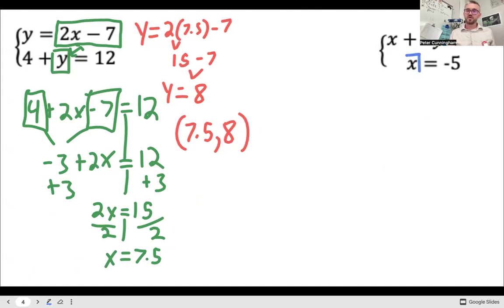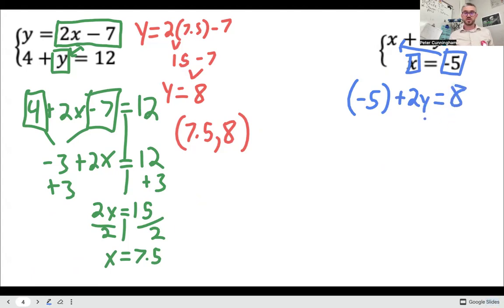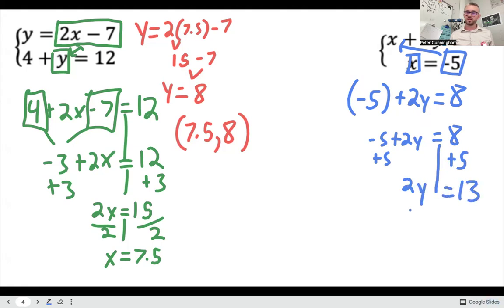All right. Now, we've already got an x, so we're going to put -5 in where it says x. So -5 plus 2y equals 8. This one's a little easier because I'm not going to have to find two values. One value is already found for me. So I have -5 plus 2y. I guess I didn't have to write that again. I could have just added 5 to both sides to have 2y equals 13.